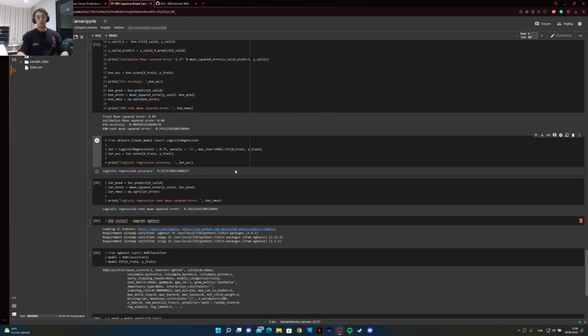This is all my work on this dataset. I can predict up to 95% with it. I think it's a good value for accuracy, and it's a good value for root mean squared error.